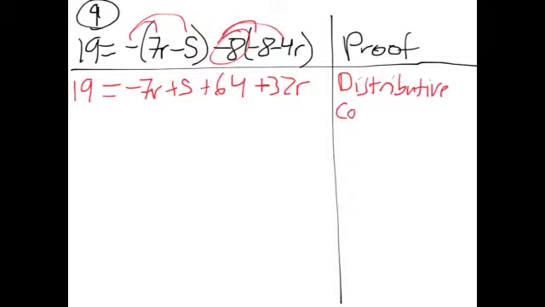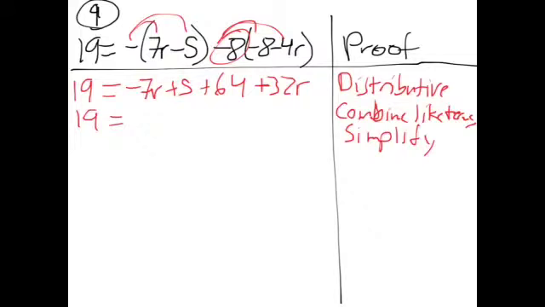And now I'm going to combine like terms just to consolidate my r's. And I'm also going to simplify in this step too. Here, I'll combine like terms first, and then I'll simplify. Negative 7r and positive 32r is going to be 25r. And we still got the plus 5 and plus 64. Now it's the simplify step, where 5 plus 64 is going to give you 69. Left side is 19.